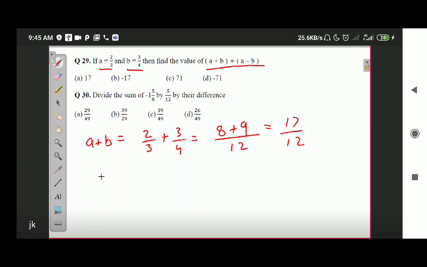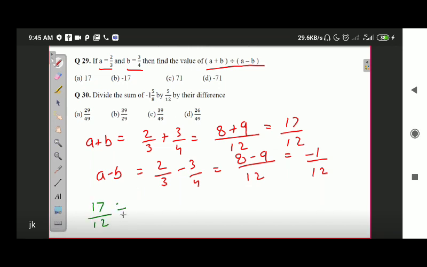And after that, you have to determine the value of A minus B. A minus B is again 2 by 3 minus 3 by 4. LCM is again going to be same, 8 minus 9. This is minus 1 by 12. Okay. So now you have to divide both the numbers. 17 upon 12 is divided by minus 1 upon 12. So what you do is you change the in between sign as multiplication and you take the reciprocal of second number. So answer will be minus 17. Answer will be B part, minus 17.